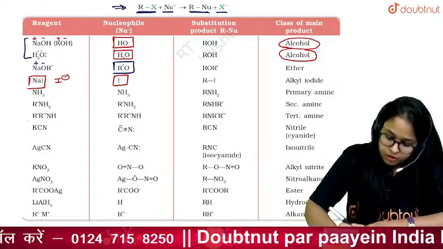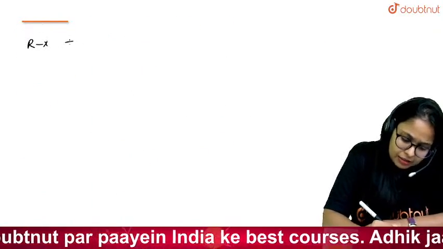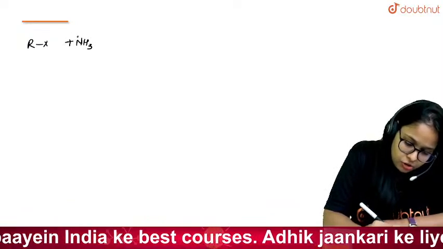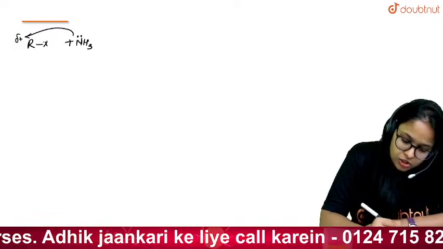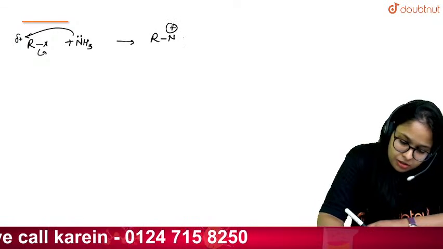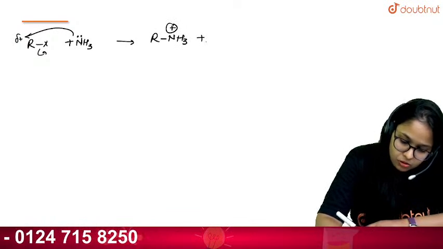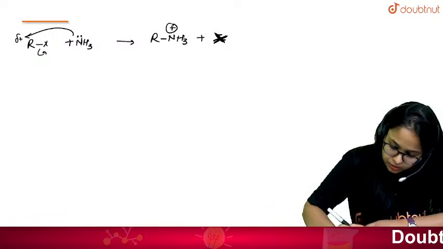If I talk about ammonia, what happens is if RCl or any RX is reacted with ammonia, nitrogen has an extra lone pair. It attacks the delta positive charge of the alkyl part and removes X minus. Nitrogen has given its lone pair, a positive charge develops on it, and X minus is released as your leaving group.